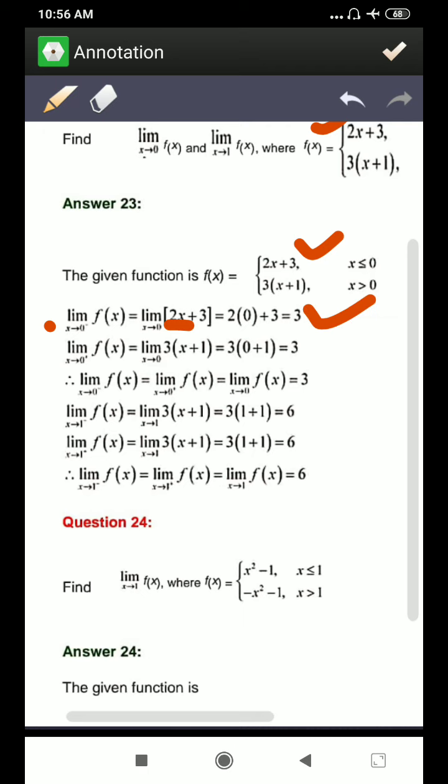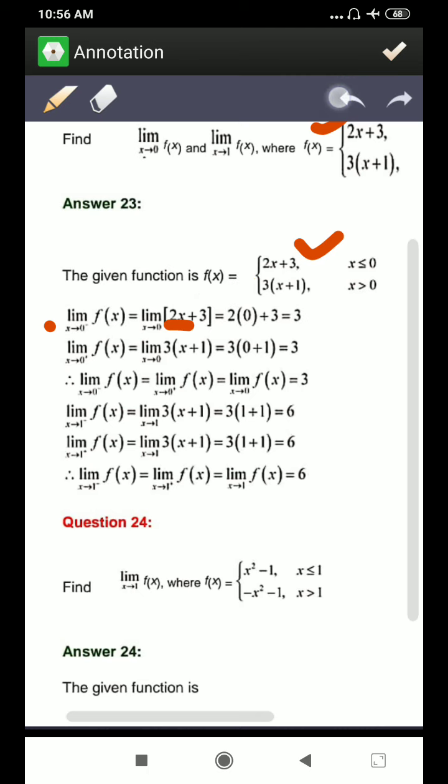Now I will write the limit as x tends to 0 plus. 0 plus means the right hand limit. For 0 plus, we will take the function which is given for values greater than 0, so we take this function and put x equal to 0. So we will get 3. Now we'll write that the limit as x tends to 0 minus, the left hand limit, equals the limit as x tends to 0 plus. Both are equal to 3. So this is the value of the limit at x equal to 0.